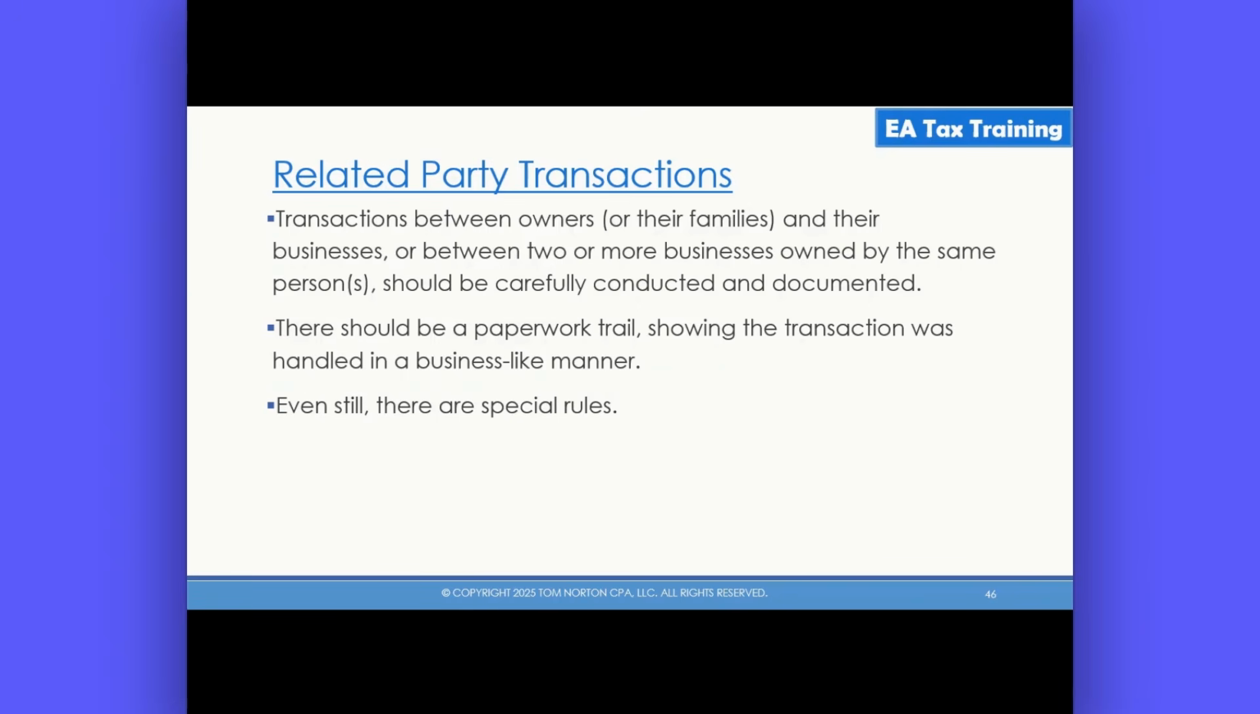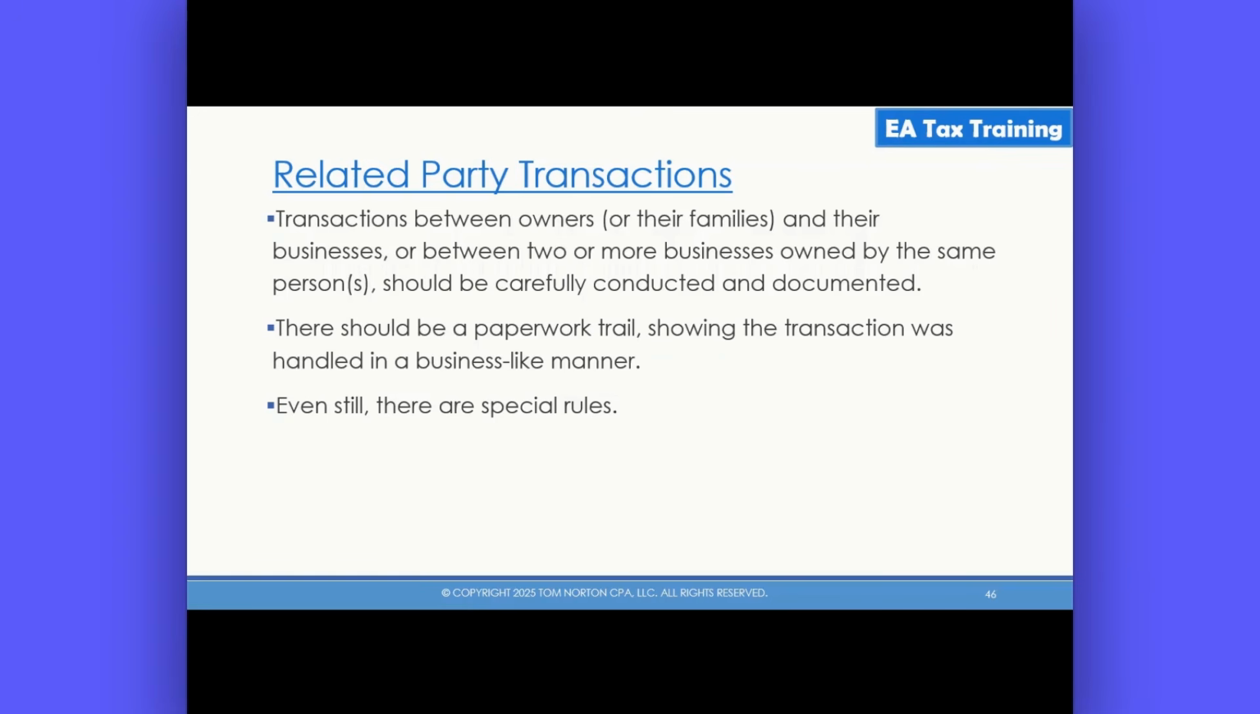So you want to treat the transaction as if you were not related parties. So if you were doing the same transaction with someone who is not a related party, what would you do? What kind of agreements would you have in place? What kind of contracts would you sign? What terms would you use? You want to make sure that you're using fair market value for sales transactions or for rental transactions. You want to treat related parties just like you would treat someone who is not a related party. If you don't, then the IRS can step in and change what has happened with that transaction.